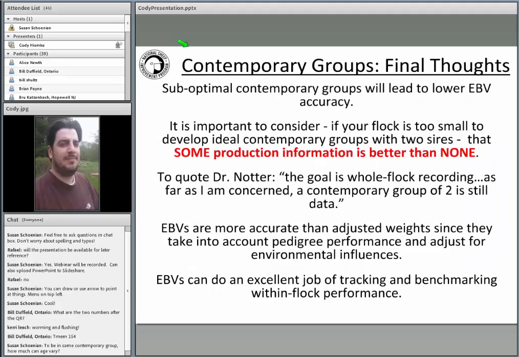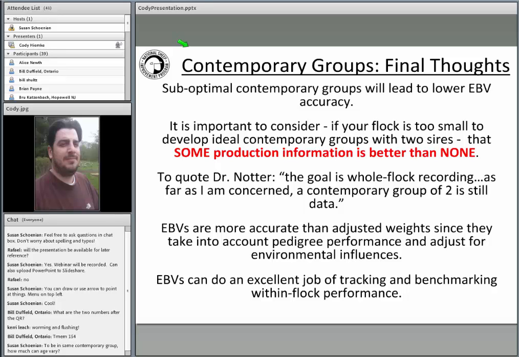So some additional thoughts here on contemporary groups. As I mentioned earlier, less than optimal contemporary groups will lead to lower EBV accuracy. It's important to consider, and this is a discussion that we had last week Friday: if your flock is too small to develop ideal contemporary groups with 2 sires, some production information is better than none. And in talking to Dave Notter about this, because I wanted to make sure that he was comfortable with what I was saying, he said the goal is whole flock recording.